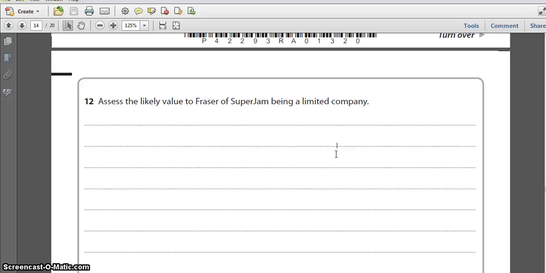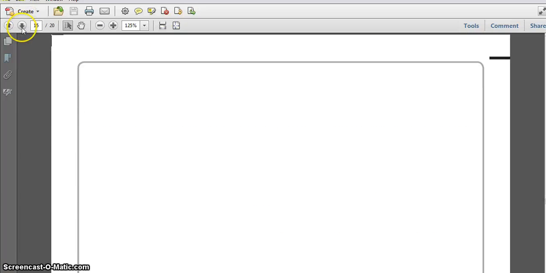Also, by having limited liability, it does also require more paperwork. It is much more complicated to set up. As Fraser is quite a small company, he may not really be bothered about that type of thing. He's also quite young, so he may not really think about this type of thing at this stage of the game. I think that's one of the points in the case study in the mark scheme.